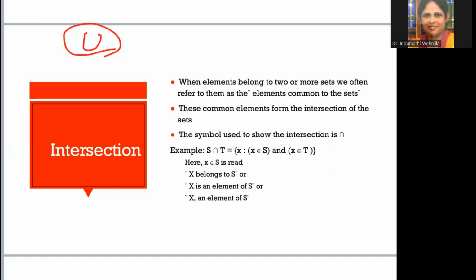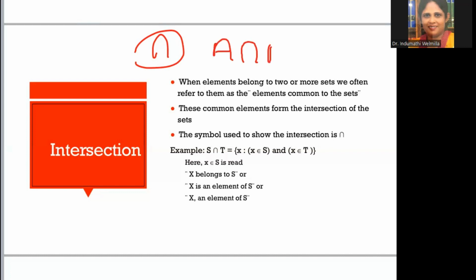Now we move to the intersection. The intersection operation is denoted by this symbol. Set A intersection B, we read as A intersection B, or the intersection of A and B. It is defined as the set composed of all elements that belong to both A and B.